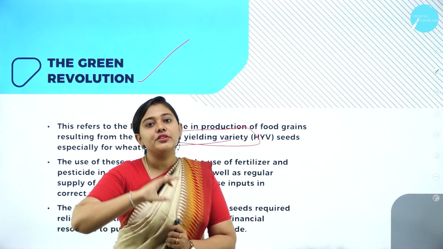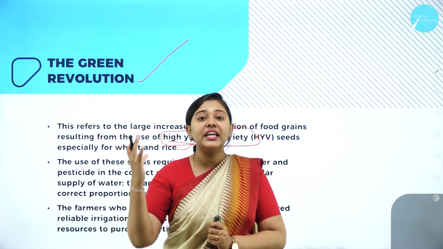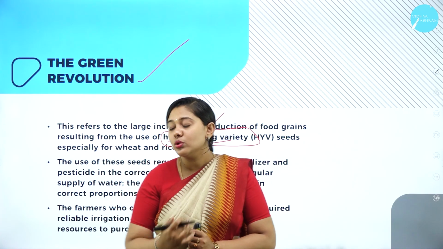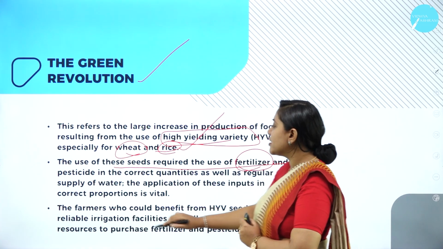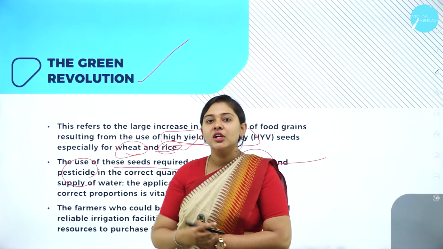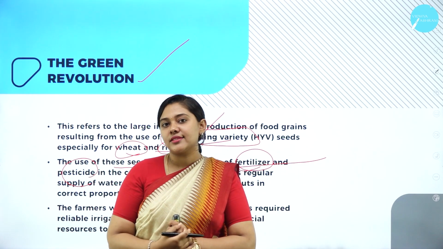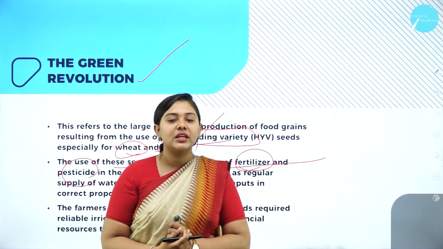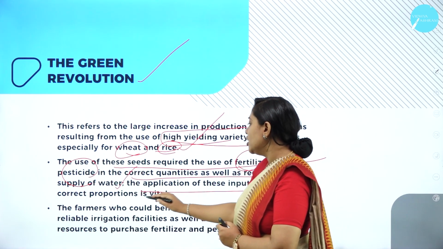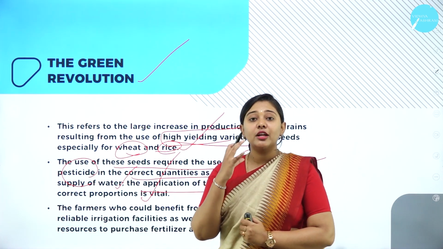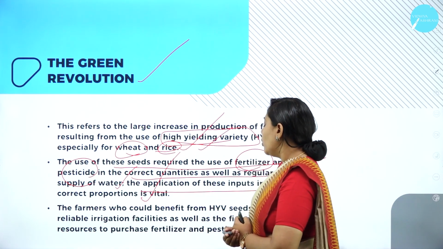Then what they initiated through the Green Revolution was high yielding variety seeds, wherein they used to get a high yield, a high level of crops, especially wheat and rice. The use of these seeds requires the use of fertilizer and pesticides. This is also one of the major problems. The pests will entirely spoil the crop that is grown. So pesticides are very important, and proper fertilizer should be given. Proper manure has to be put in so that the yield is high. In the correct quantities, as well as a regular supply of water, the application of these inputs in the correct proportion becomes necessary when you are using a high yield variety crop.